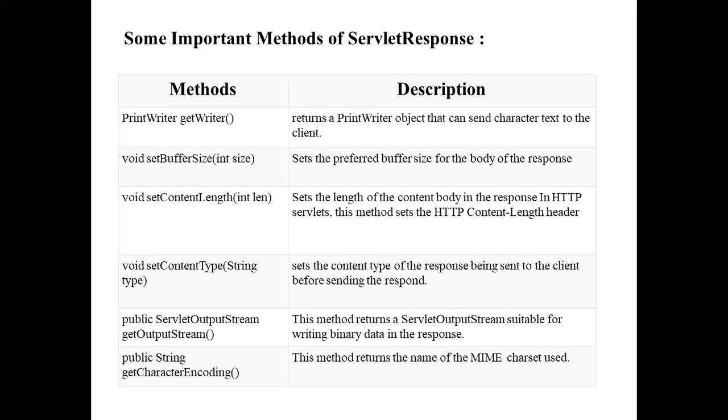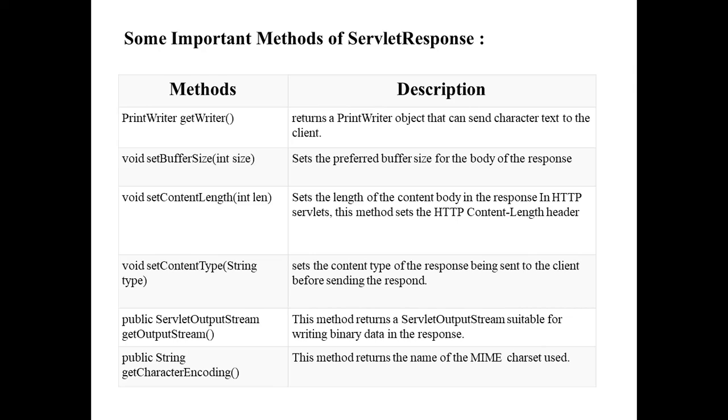Second method is void setBufferSize(int size). This method sets the preferred buffer size for the body of the response. Third method is void setContentLength(int length). This method sets the length of the content body in a response. In HTTP servlet, this method sets the HTTP content length header.